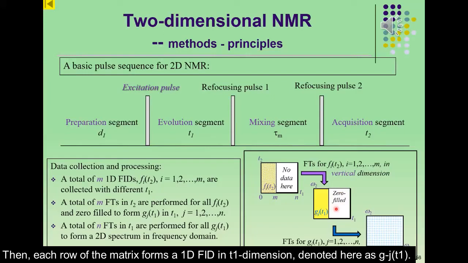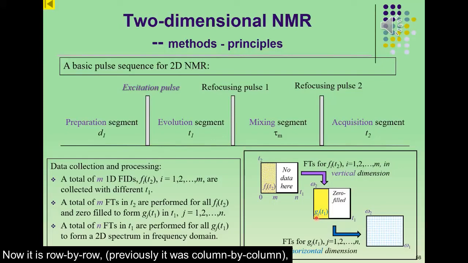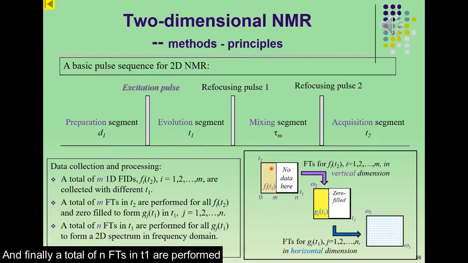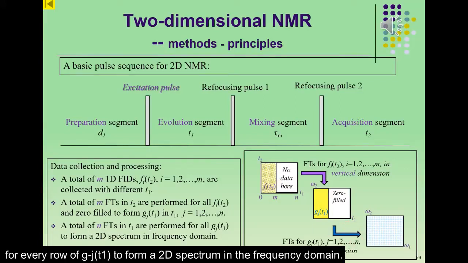Then each row of the matrix forms a 1D FID in the T1 dimension, denoted here as Gj(T1). Now it's row. Previously it was column. And finally, a total of N Fourier transforms in T1 are performed for every row of Gj(T1) to form a 2D spectrum in the frequency domain.